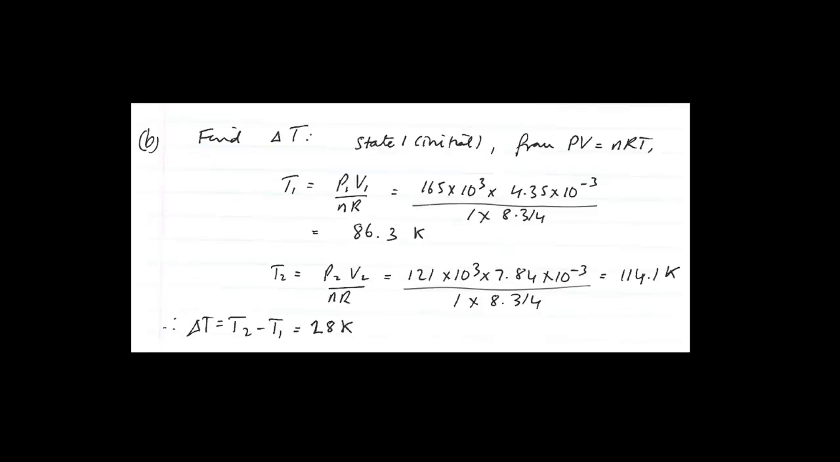Part B. Find the change in temperature. In state 1, the initial state, from PV equals nRT, we can solve for T1 to find 86.3 Kelvin. And we do the same for state 2, the final state, and we find that's 114.1 Kelvin, and the difference is delta T equals T2 minus T1, which is equal to 28 Kelvin.